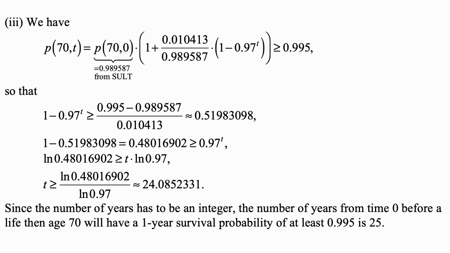So that natural logarithm of left-hand side is greater than or equal to natural logarithm of right-hand side, which is t times natural logarithm of 0.97. And then we divide both sides by natural logarithm of 0.97, which is negative, so we need to change the direction of inequality, and this becomes t is greater than or equal to natural logarithm of 0.48016902 divided by natural logarithm of 0.97. That's approximately 24.085233. So t has to be greater than or equal to that. But t must be an integer, and therefore it has to be 25.